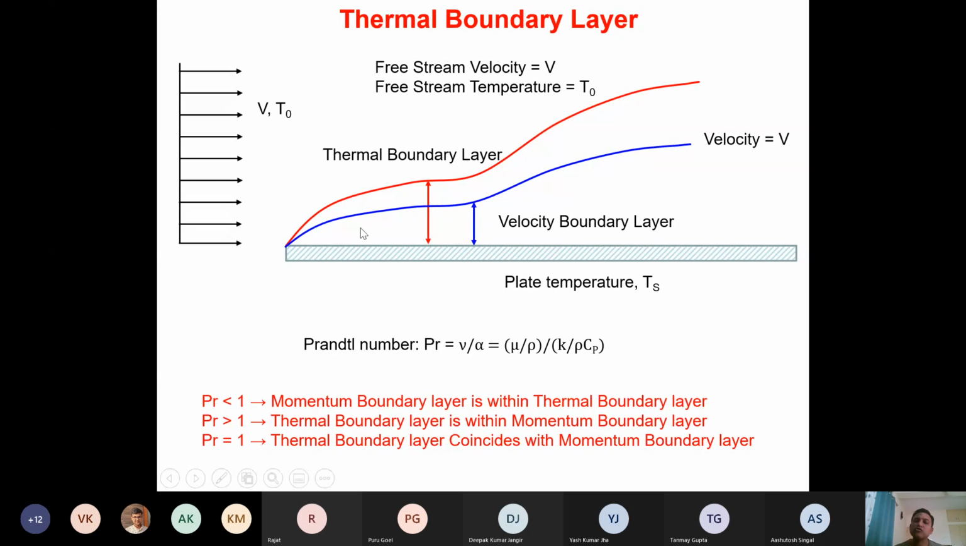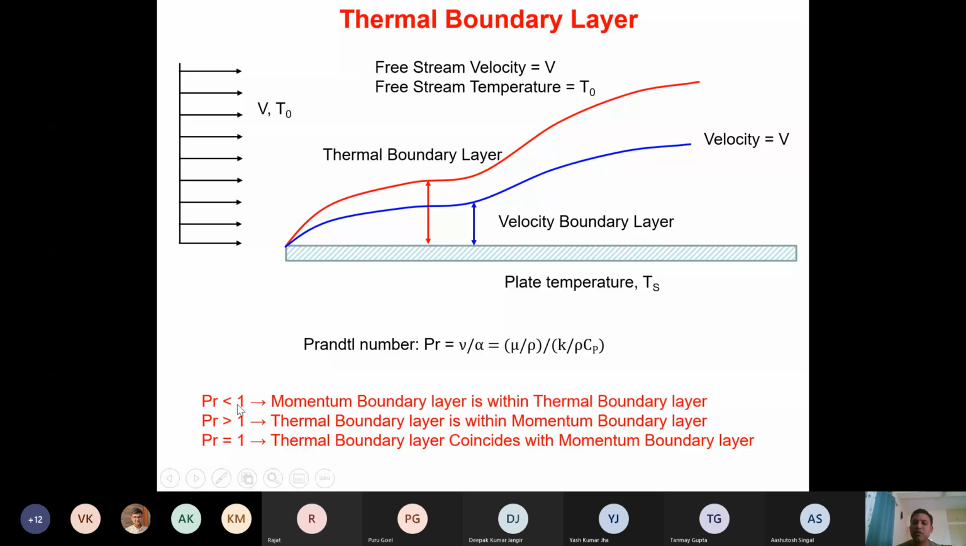So in order to extend this concept of boundary layer to heat transfer, in case of heat transfer, we also have a thermal boundary layer. So suppose the temperature of this plate is Ts and the temperature of the free stream is T naught, there is a distribution of the temperature taking place within this boundary layer. Again, one more point to note down here is that this thermal boundary layer and this momentum boundary layer are two different boundary layers. These are not the same. Okay, so the thermal boundary layer is within the momentum boundary layer when the Prandtl number is greater than 1.